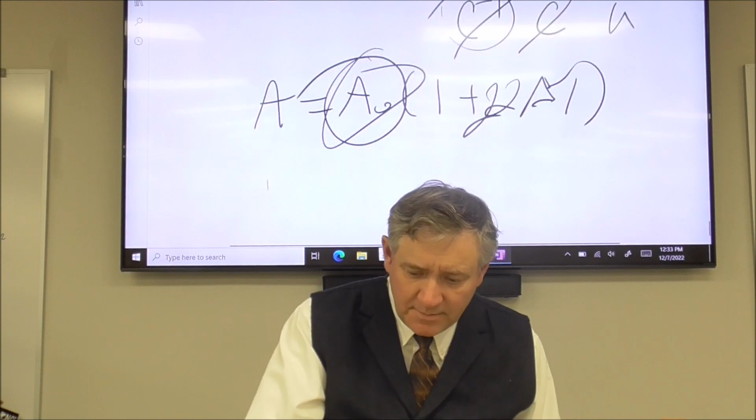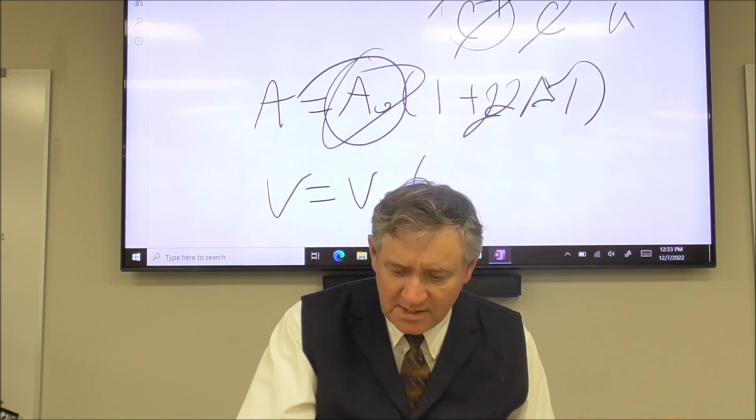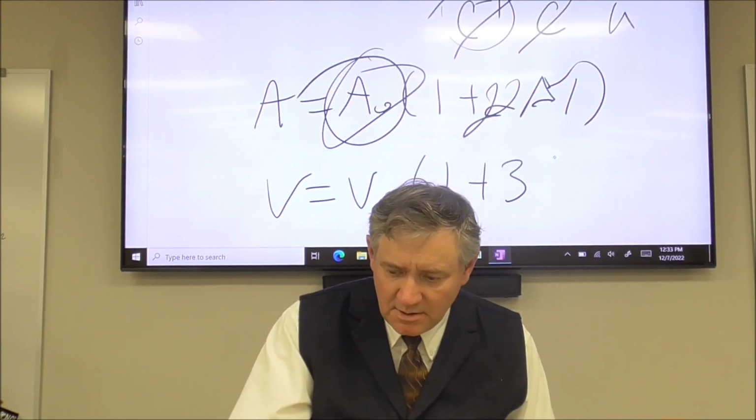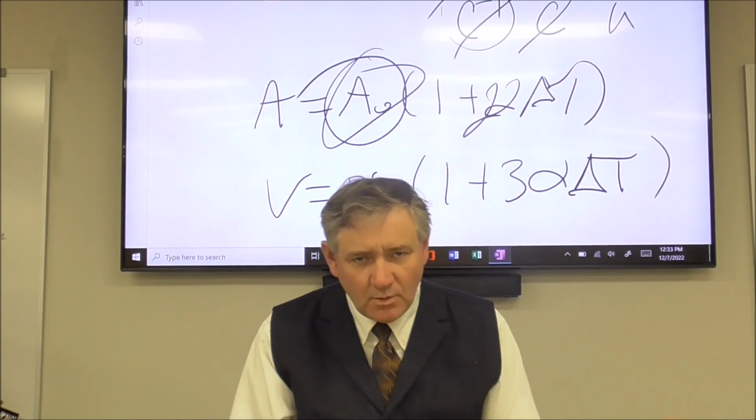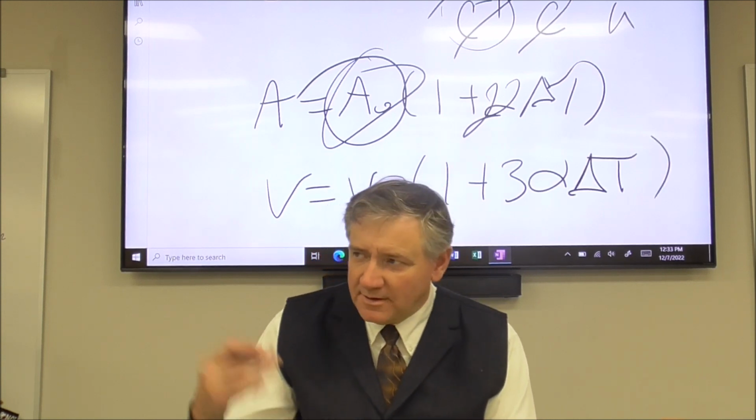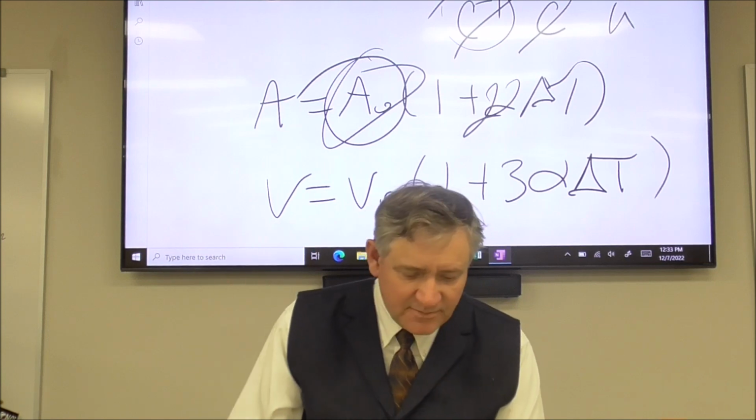Now with volume, you have volume equals V naught times 1 plus 3 alpha delta T. Why is there a 3? Volume has 3 different dimensions.